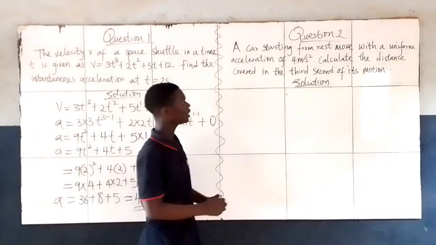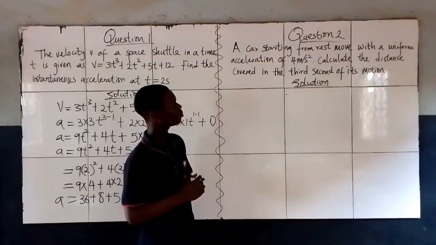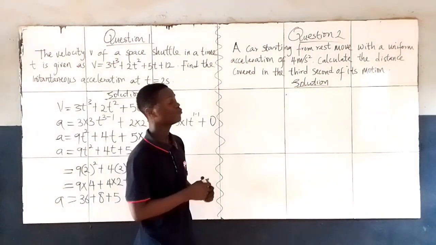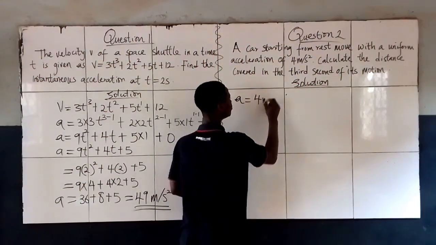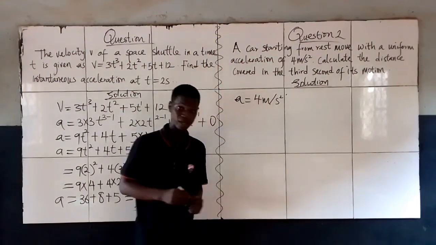Is it not? So let's watch. With moving with a uniform acceleration of what? 4 meter per second. So the acceleration here is 4 meter per second squared. Are you seeing that?